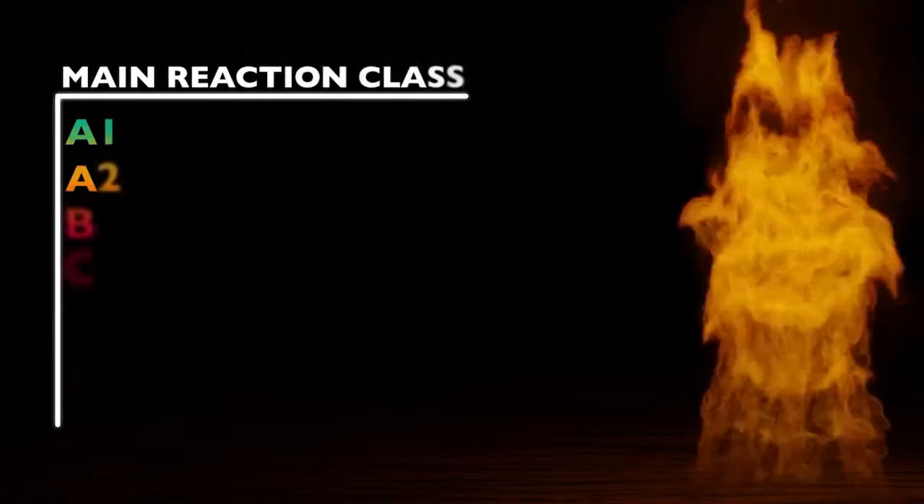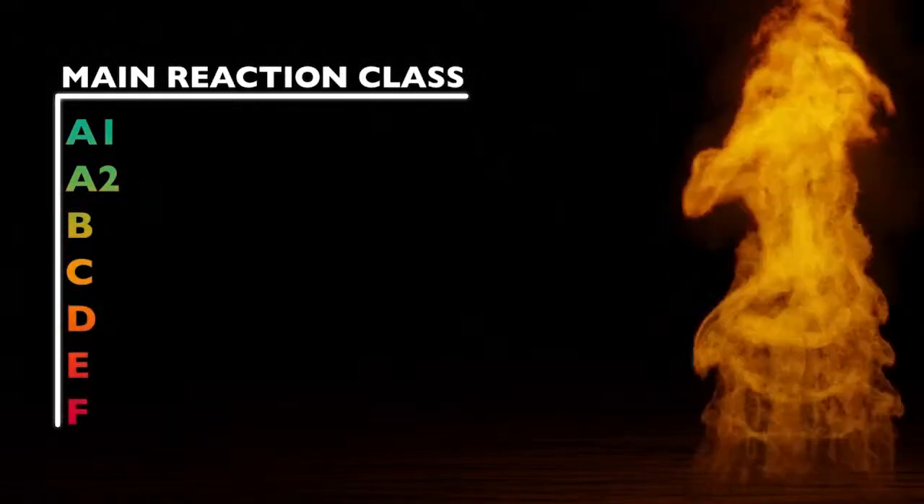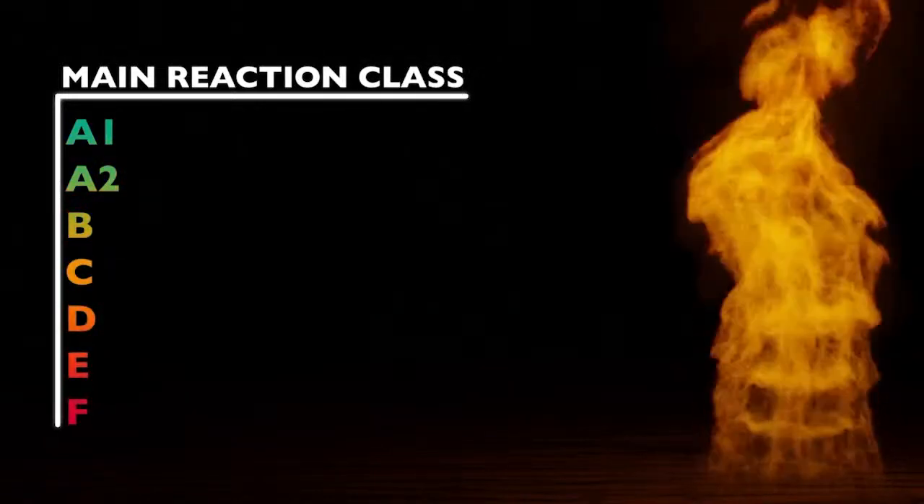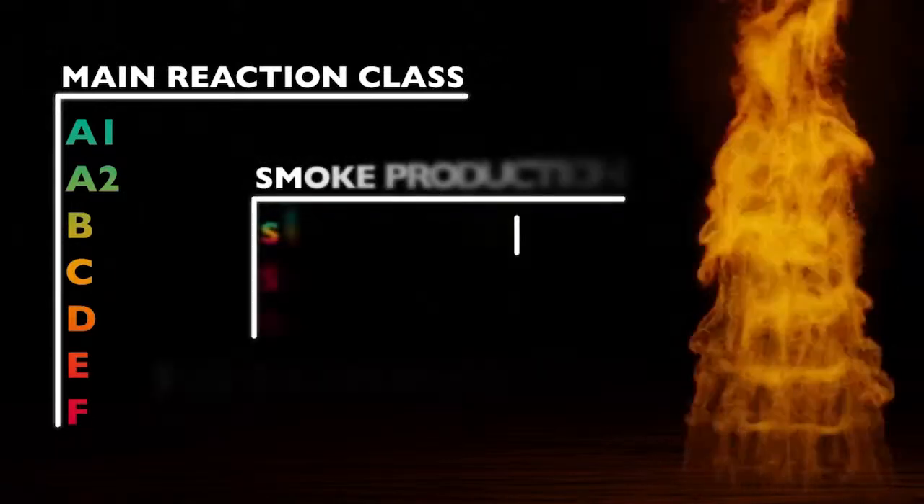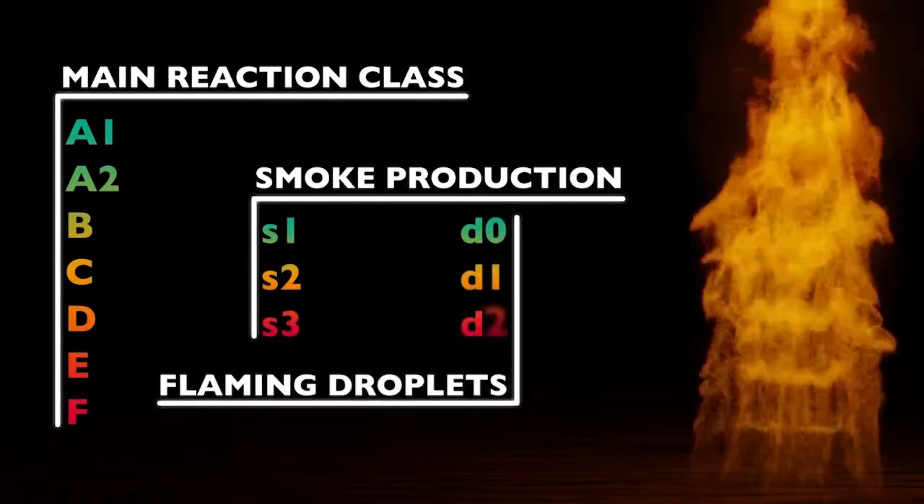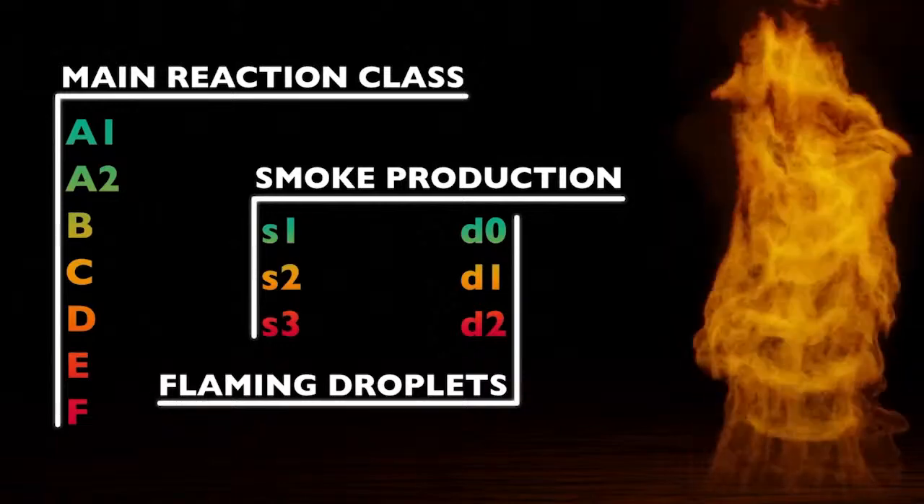EN 13501 or Euroclass classifications range from A1, which is given to materials that offer no contribution to fire, through to F, for materials with no tested performance. Classes D to A2 also have secondary classifications for the amount of smoke and burning droplets produced during the testing.